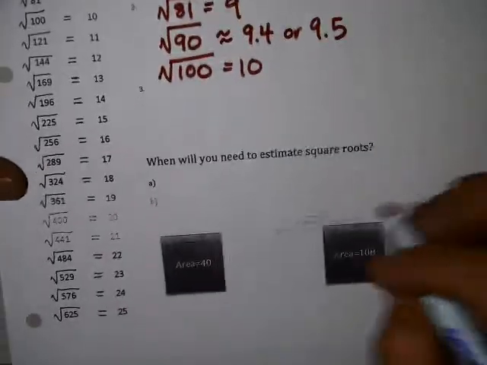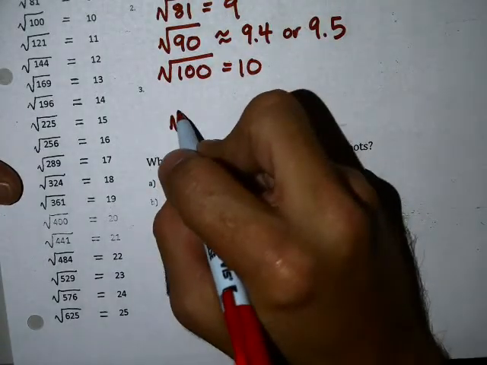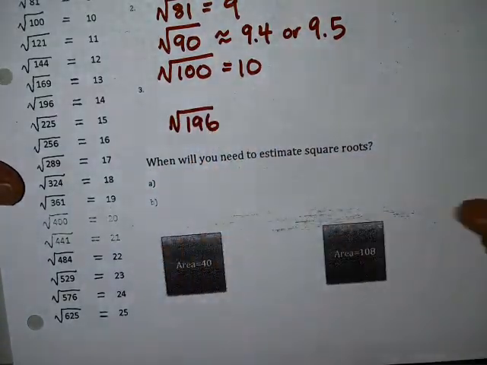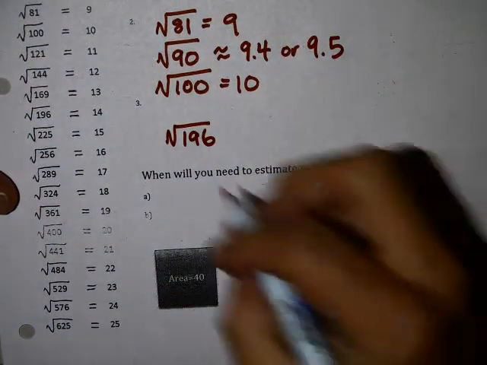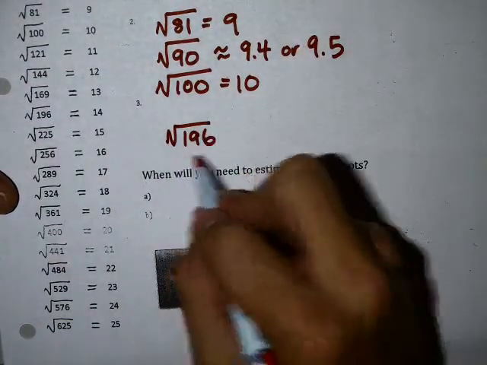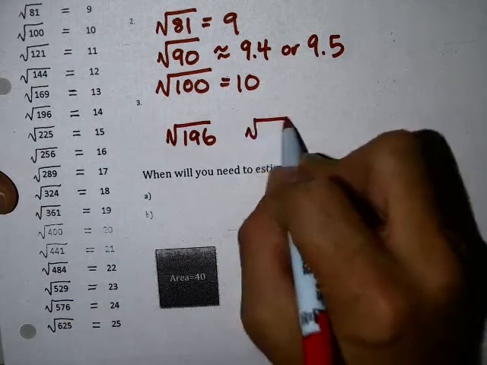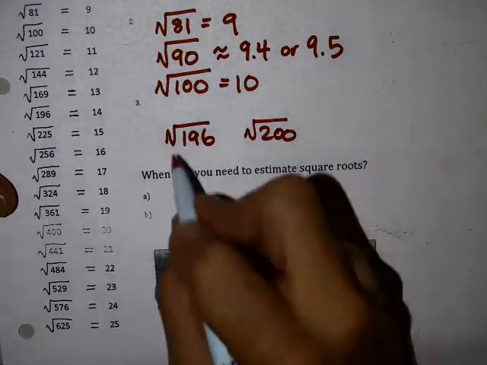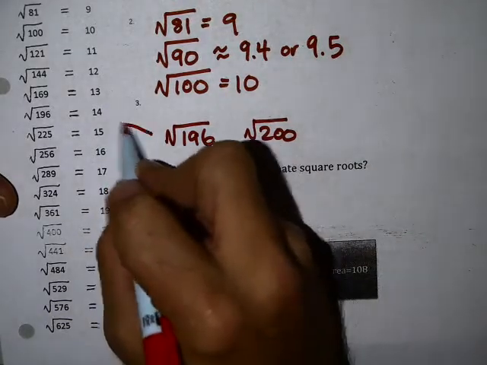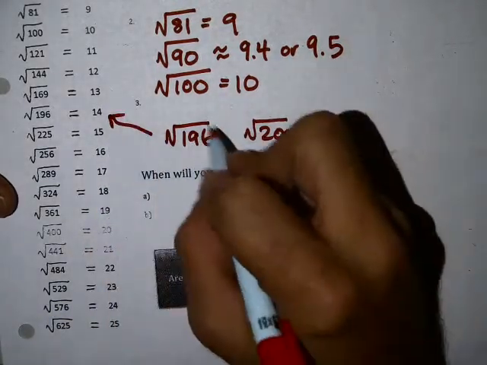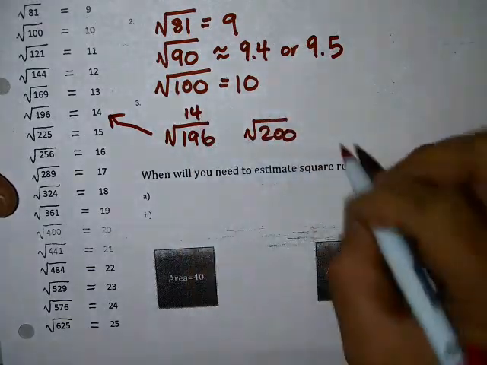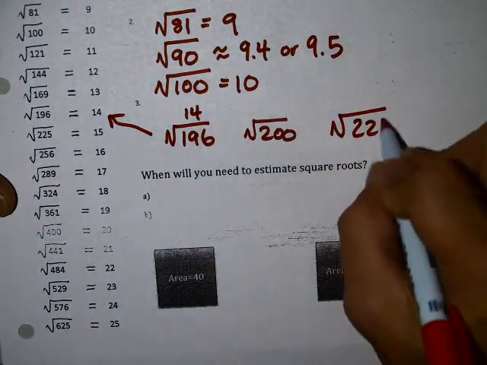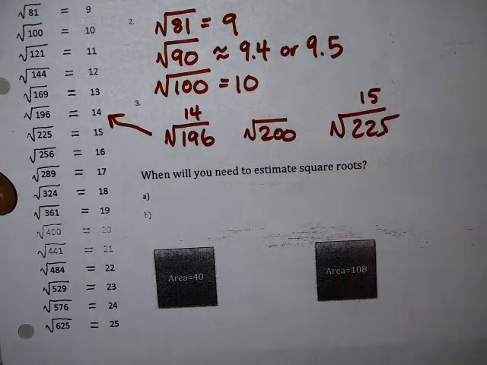All right, one more example. We're going to do the square root of 196. Okay, again, I'm sorry, we're going to do the square root of 200. So I'm going to do it like this. The square root of 200 is what we're trying to find. The one below it is 196, which you might have to look over here to find. It's 14. Okay. And the square root of 225 is 15.